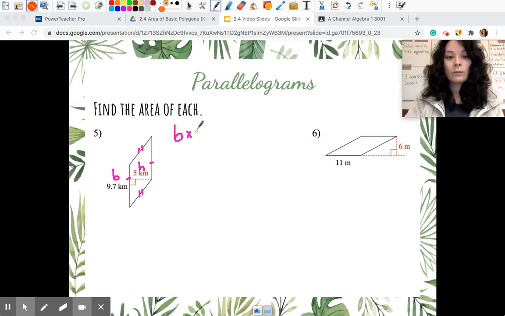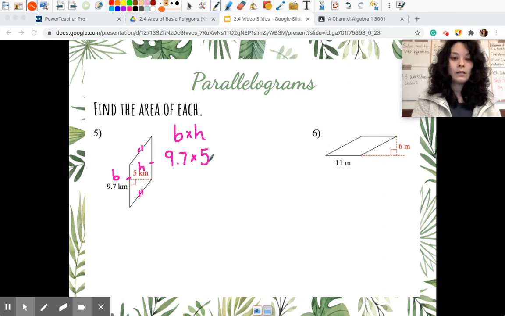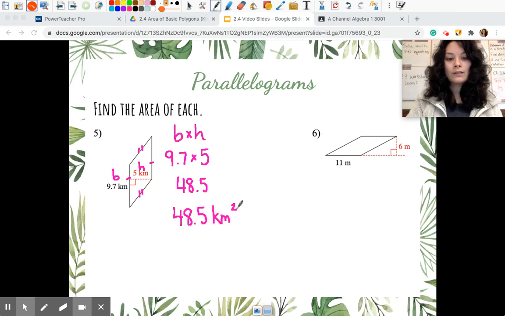So I'm going to start with my formula, which is base times height, and I'm going to substitute numbers for those variables. And then I'm going to multiply using my calculator. 9.7 times 5 gives me 48.5. So that's the area that I'm getting. Last but not least, they told us that the lengths of all the sides here are in kilometers. So I need to make sure I add my squared units at the end. Very important to include that exponent of 2. If you don't include the exponent, you're not actually showing that that's the area. So you want to make sure that you're squaring your units.